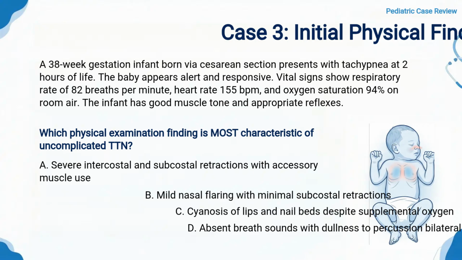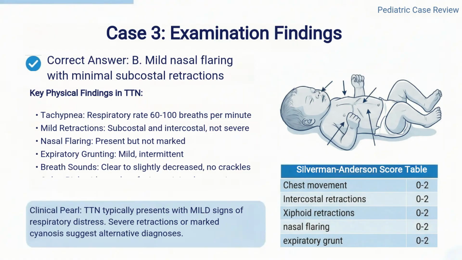Option A, severe intercostal and subcostal retractions with accessory muscle use. Option B, mild nasal flaring with minimal subcostal retractions. Option C, cyanosis of lips and nail beds despite supplemental oxygen. Option D, absent breath sounds with dullness to percussion bilaterally. The correct answer is option B, mild nasal flaring with minimal subcostal retractions.